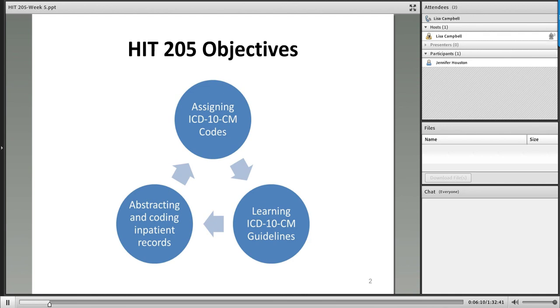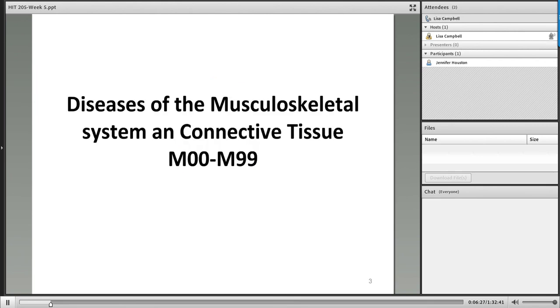And so, but again, for our purposes here, learn how to assign the codes based on coding guidelines, and then understand how we abstract and code inpatient records. All right, so let's talk about this week. This week we are climbing, every week we're climbing down the tabular list of the coding manual.